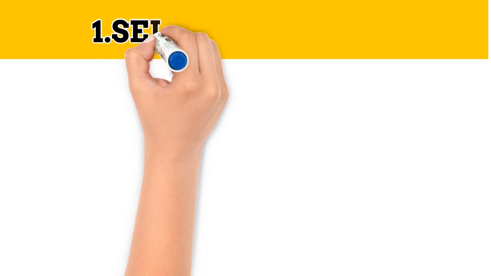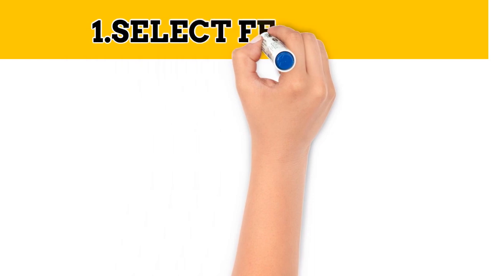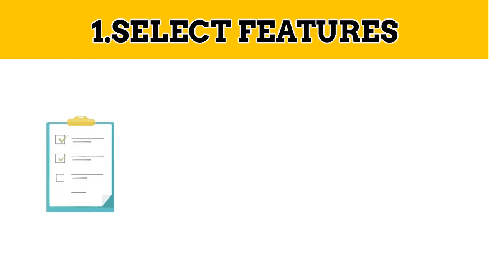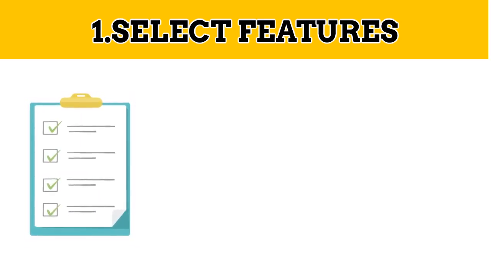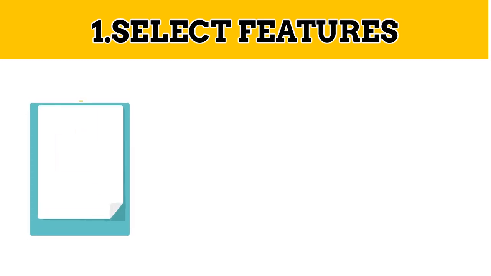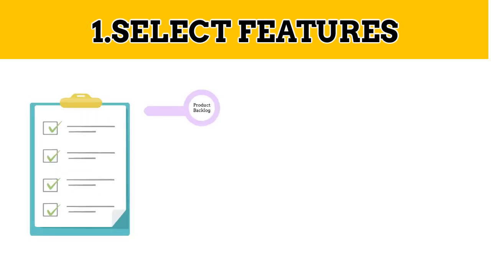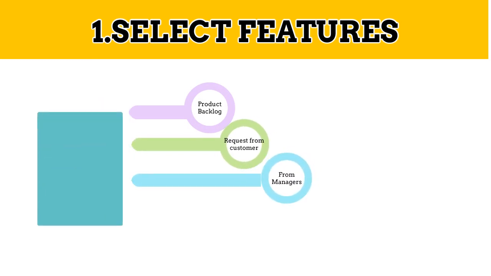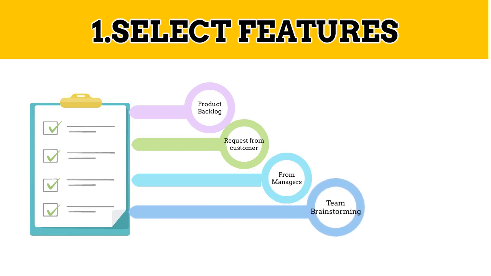Now let's deep dive into each step. At the very first step, you have to select features to consider. Here you will simply create a list of all the features you are going to implement. Now these features can come either from your product backlog, or it may be a request from your customers, or from management, or from team brainstorming.